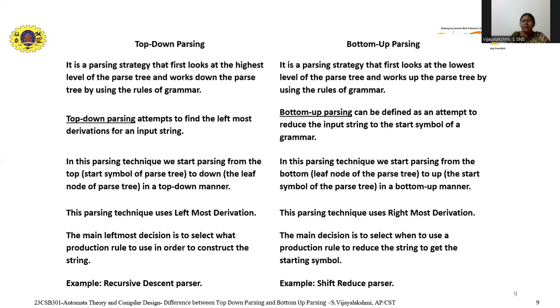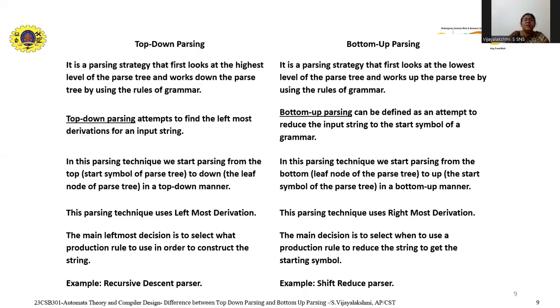Then to summarize: top-down parsing starts at the highest level of the parse tree and works down the parse tree using the rules of the grammar. Bottom-up parsing starts at the lowest level of the parse tree and works upward using the rules of the grammar. Top-down parsing finds the leftmost derivation for an input string. Here, the rightmost derivation is used to reduce the input string to the starting symbol of the grammar.